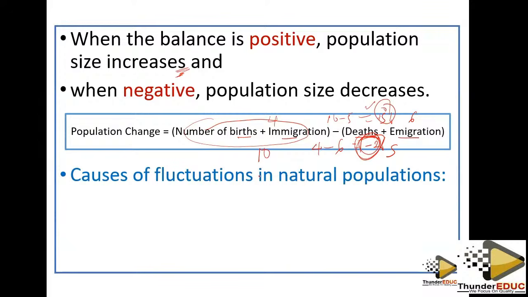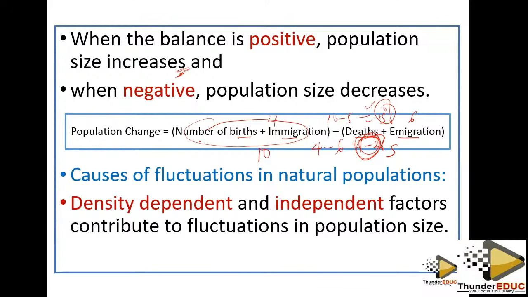What are some of the causes of fluctuation in the natural population? What causes the changes in the natural population? Number one, depending on the density, dependent or independent factors. These two will bring about the fluctuation of the number of individuals in an area.